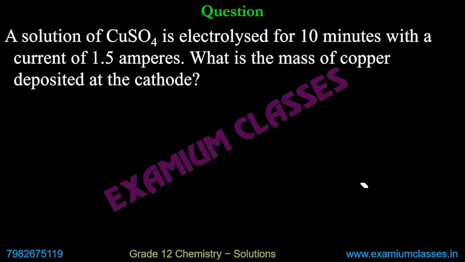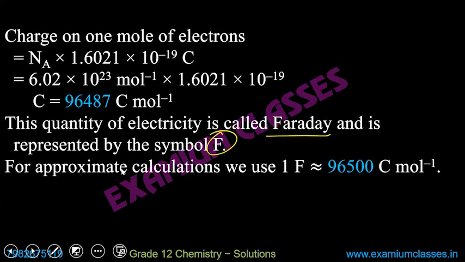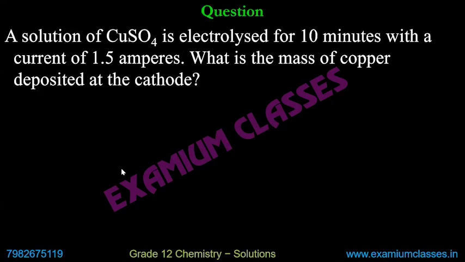Now the question based on it. A solution of copper sulfate is electrolyzed for 10 minutes with a current of 1.5 amperes. What is the mass of copper deposited at the cathode? First, think about it. This is the same thing I talked about during the Nernst equation. Solve this question, or at least try to understand before I explain.